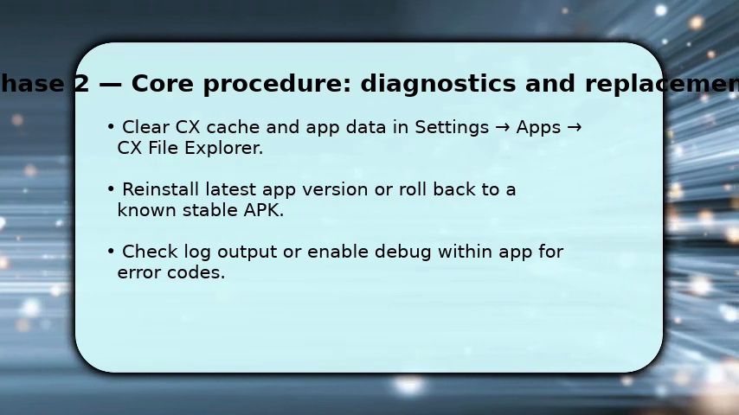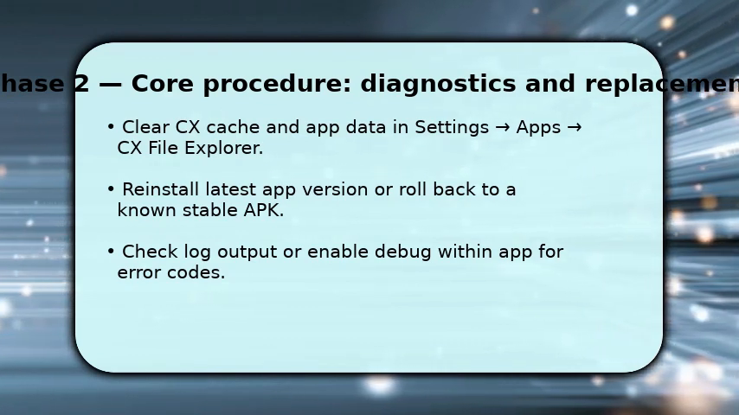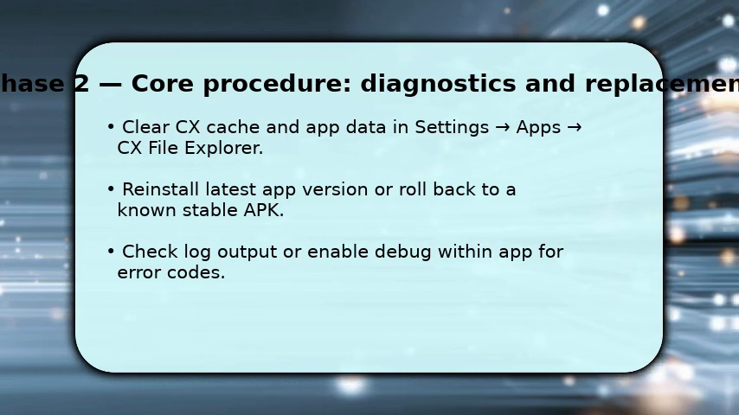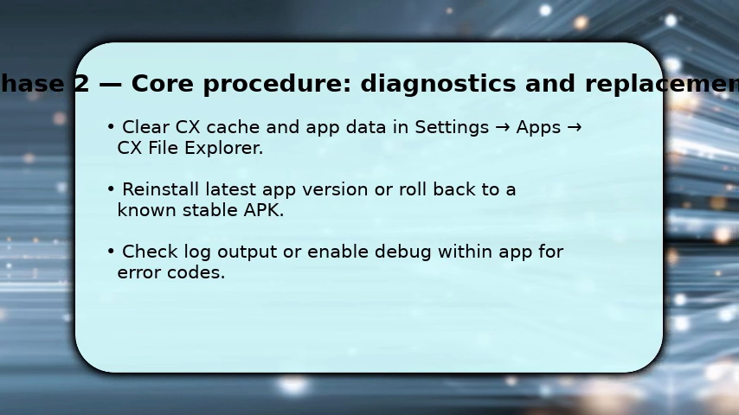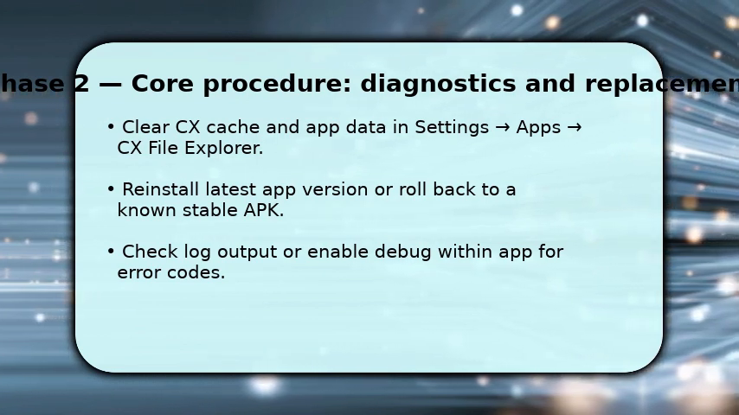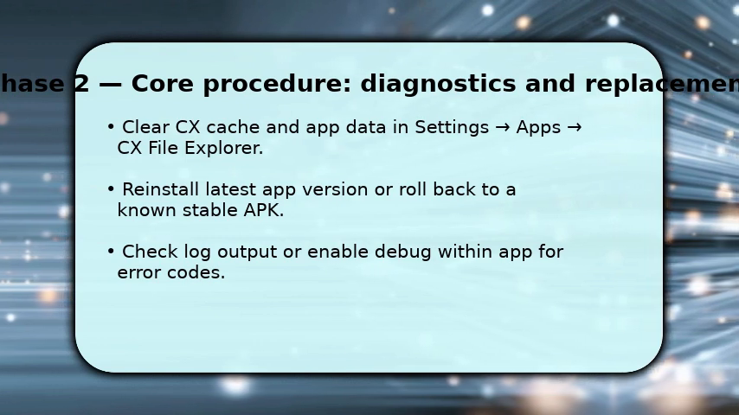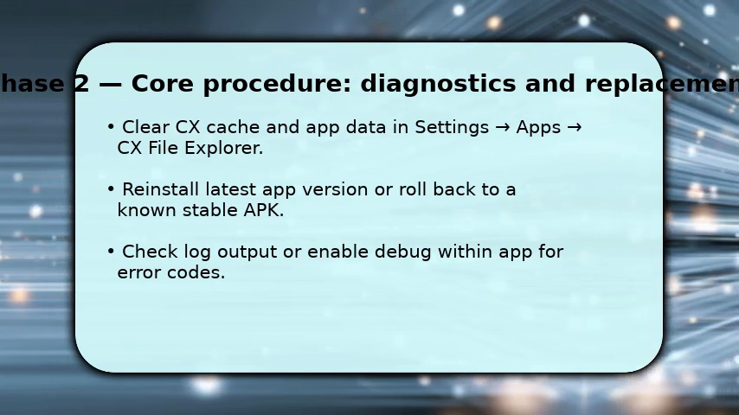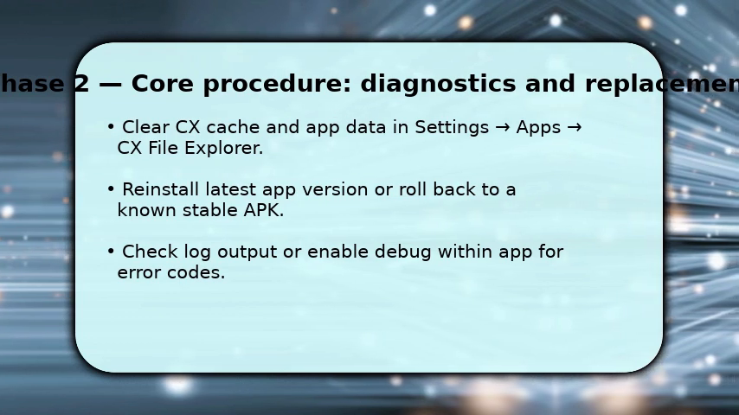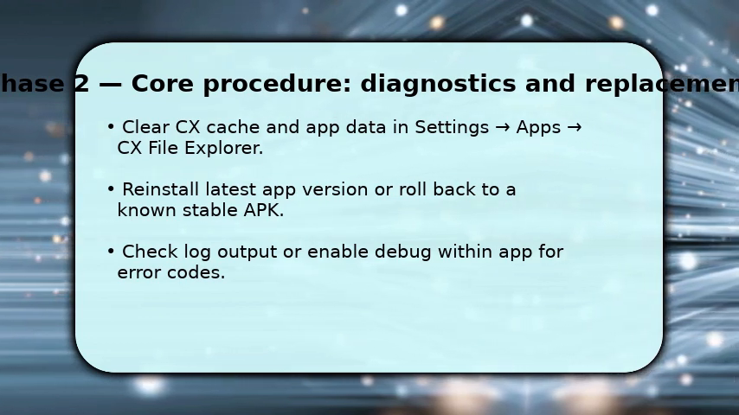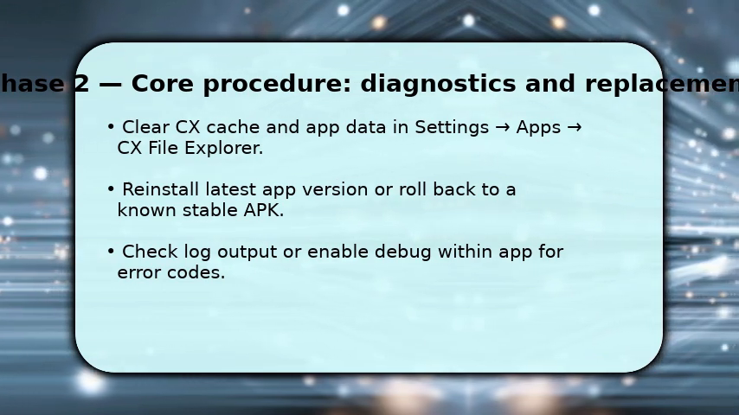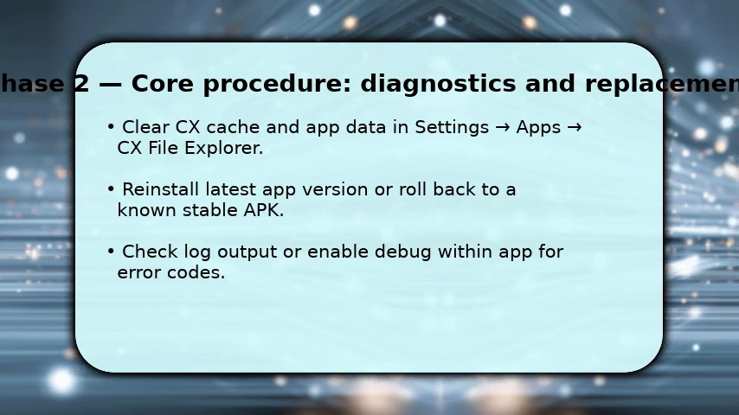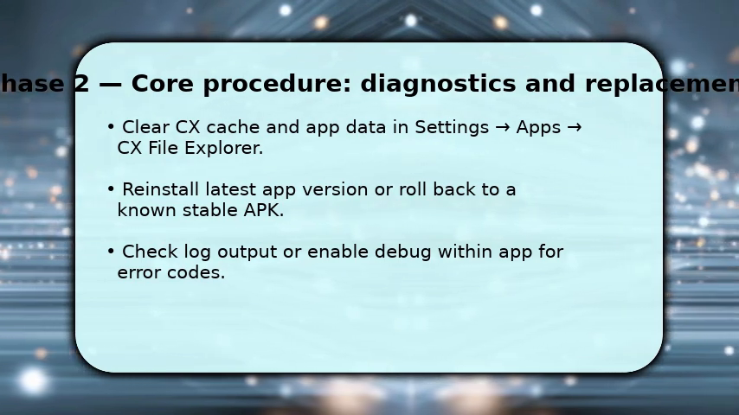Now diagnose the middle steps. Clear the app cache first, because corrupted caches often cause load failures, then clear app data if the issue persists. Note this removes preferences. If clearing doesn't help, uninstall and reinstall the latest CX release or sideload a previous stable APK to test regression. Make sure to capture any error messages by enabling debug or checking system logs. These codes explain whether it's a permission, parsing, or storage index problem.